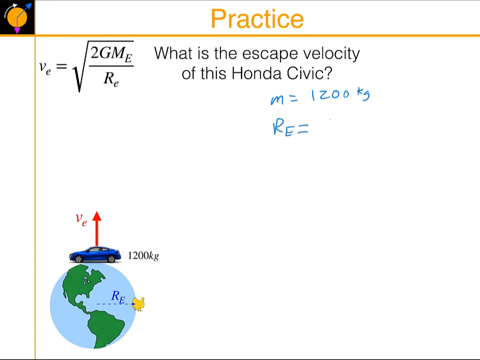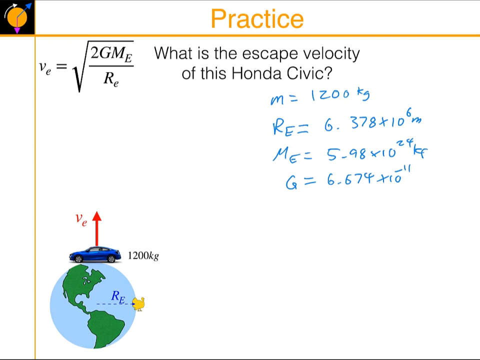So, radius of the Earth, I'm going to use 6.378 million meters. Sometimes the textbook uses a different value, but this is the one I'm going to use for now. The mass of the Earth is about 5.98 times 10 to the 24 kilograms, and the constant G is 6.674 times 10 to the minus 11 newton meters squared per kilogram squared. If I plug everything in to calculate the escape velocity, the square root of 2GM over R_E, you get approximately, as we saw before on the previous page, 11.2 kilometers per second. It doesn't matter what you're firing from the surface, be it a turkey or a Honda Civic, the initial speed required is going to be the same.